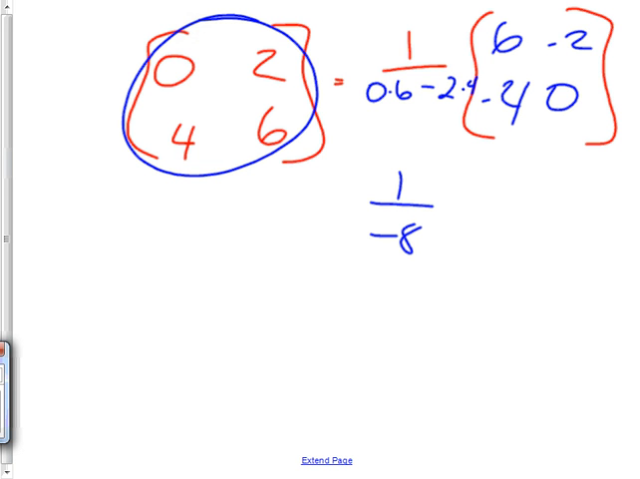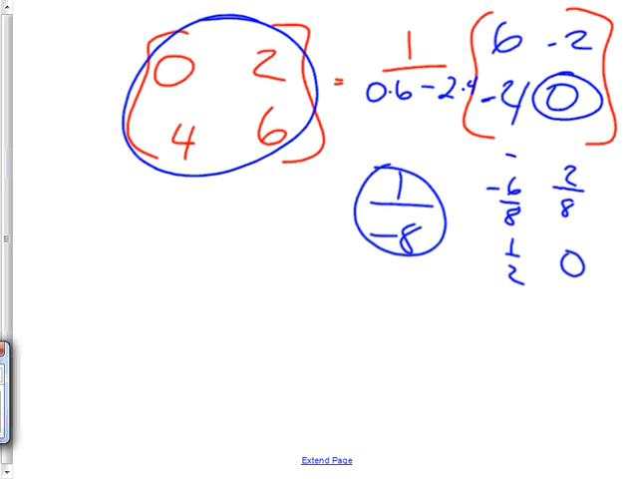Very good. And now I just have to multiply 1/8 by all those things. So this gets a little nasty, but it's negative 6/8. It's negative 2 over negative 8, which makes positive 2/8, which reduces to 1/4. And then it's negative 4 over negative 8, which reduces to 1/2. And then it's anything times 0 is just 0.